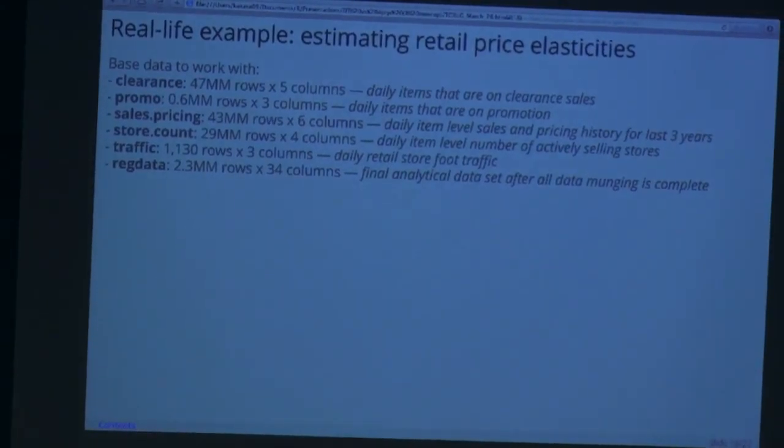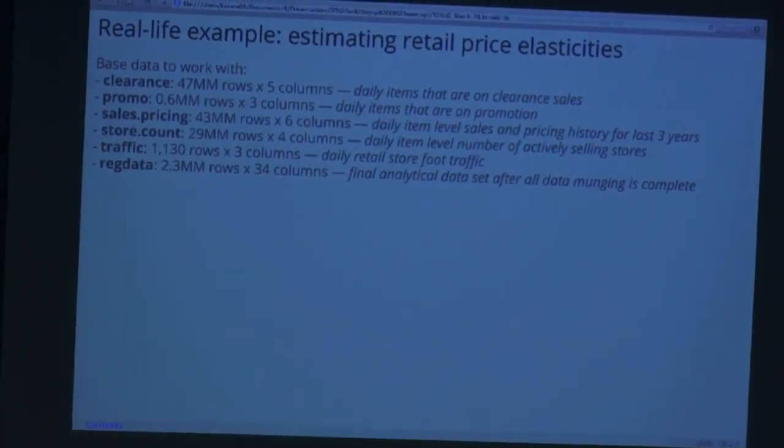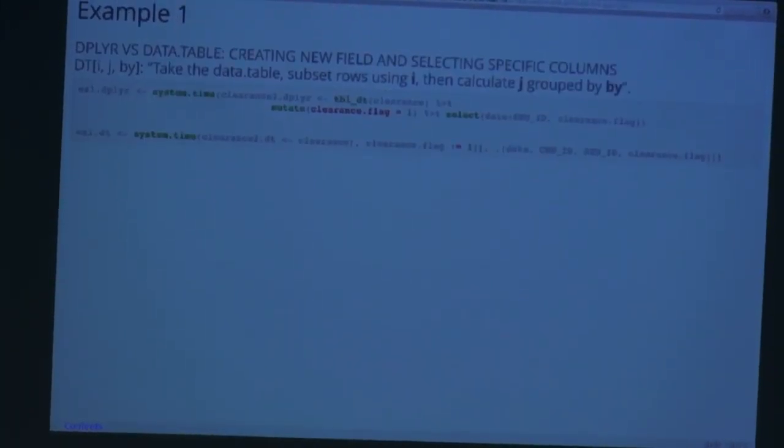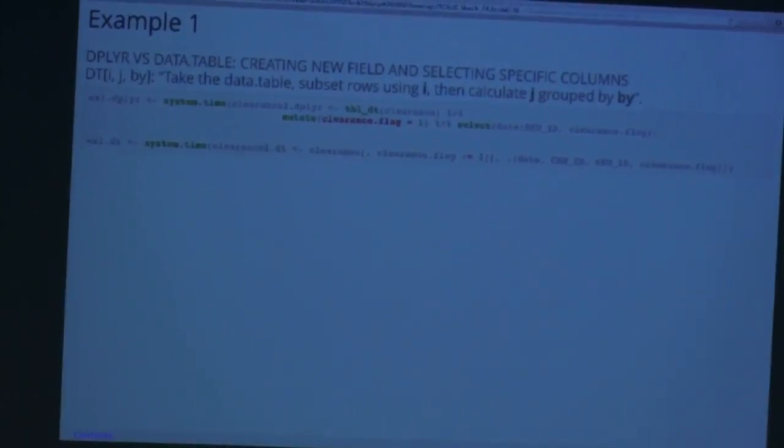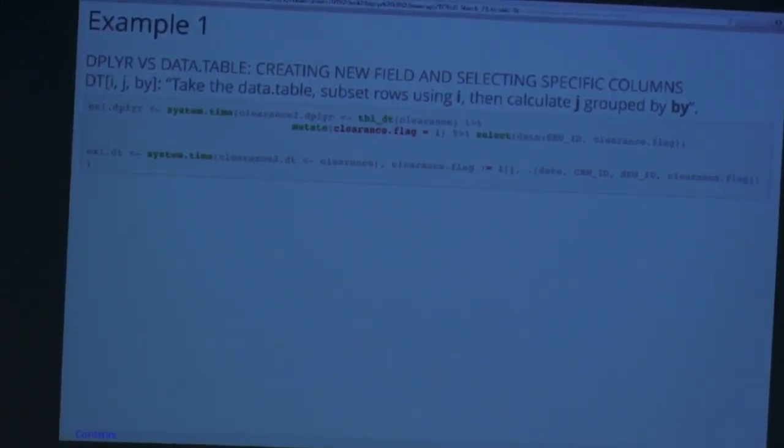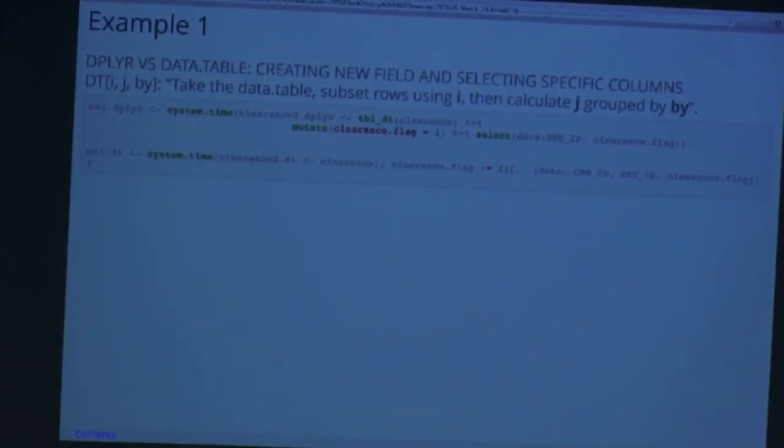So we'll do some munging, and I'll show you guys the code afterwards. But for now, just know that we've done a bunch of stuff in the background, right? So the first comparison is we're going to create a new field and select a specific column. It's simple stuff, but you're doing it across a large data element.